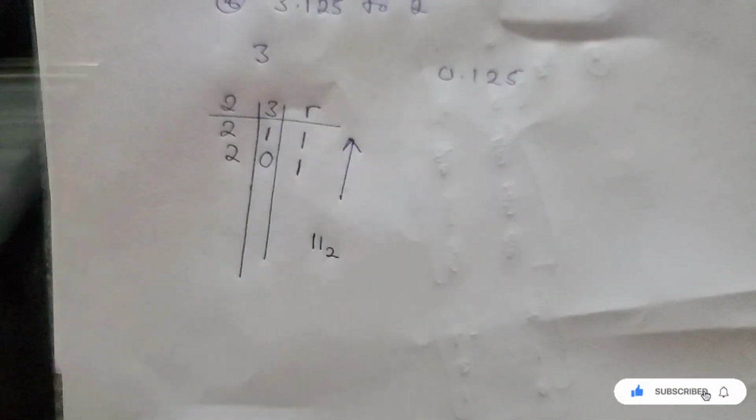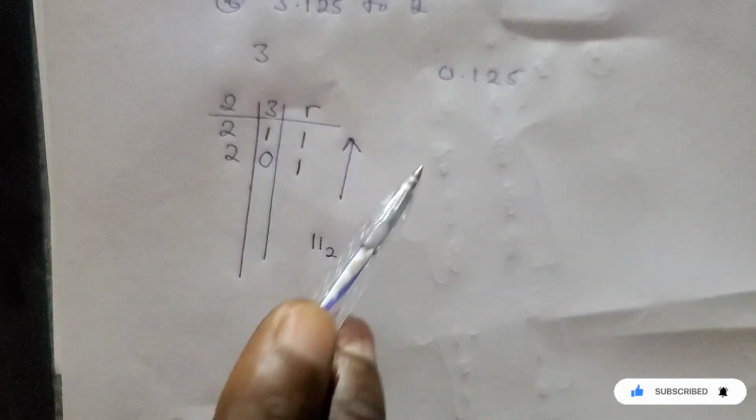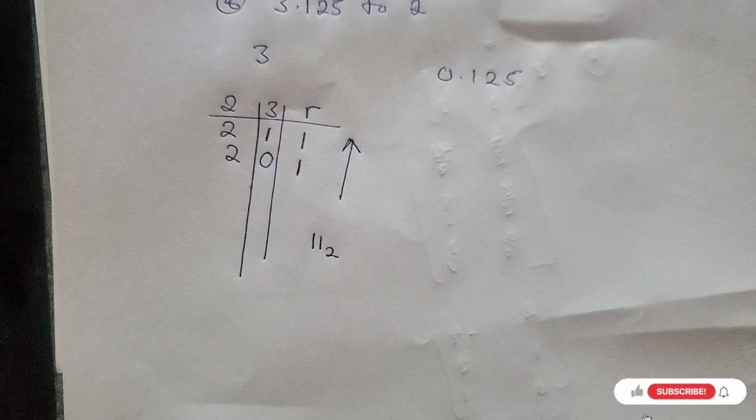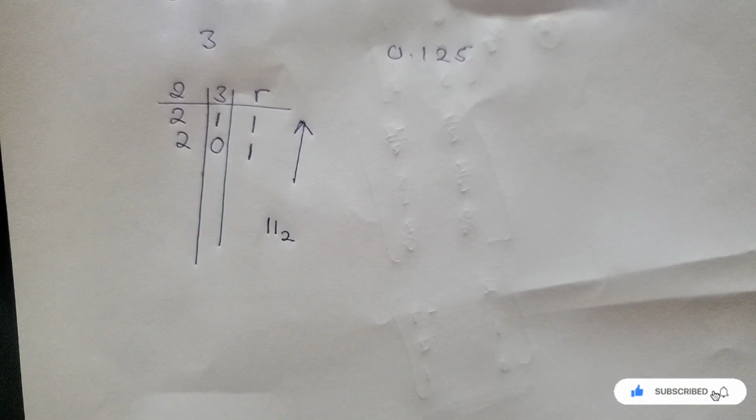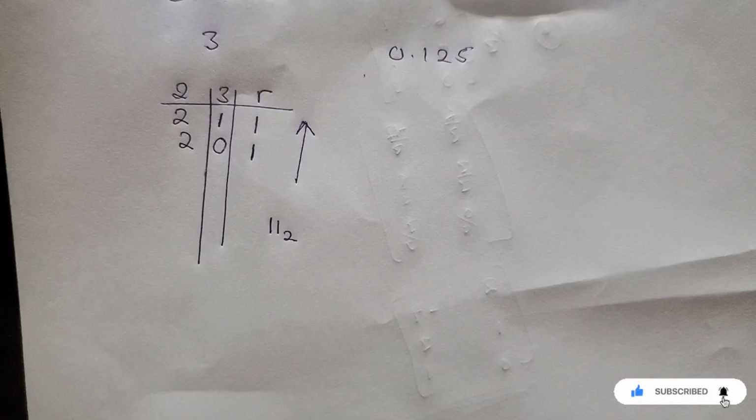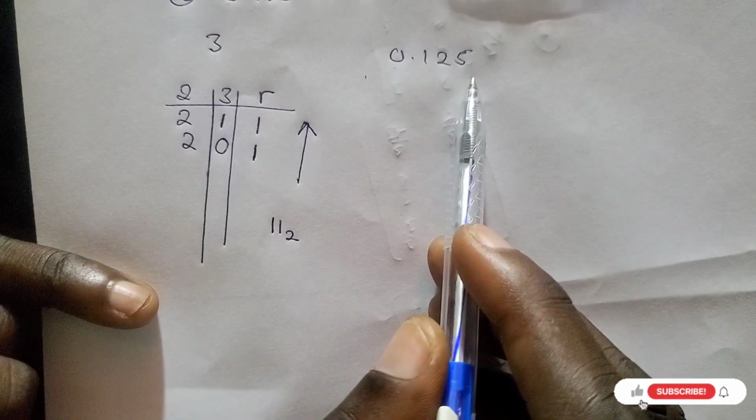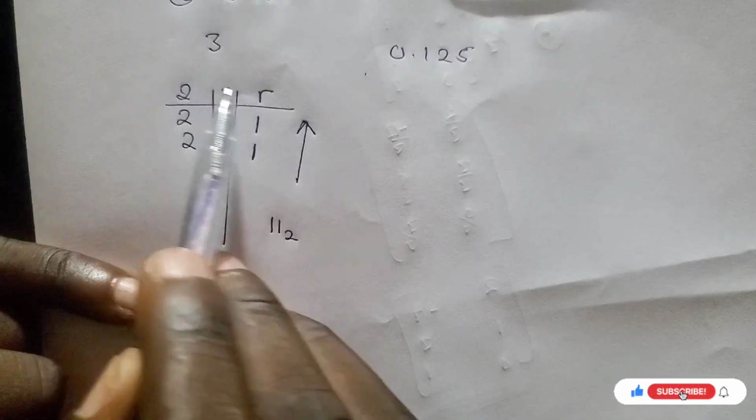Now this is where it gets interesting. We have a decimal point, 0.125. How do we convert this 0.125 to base 2? It is very, very simple. When you have decimal numbers, you multiply by the base you are converting to. When you have a whole number, you divide.